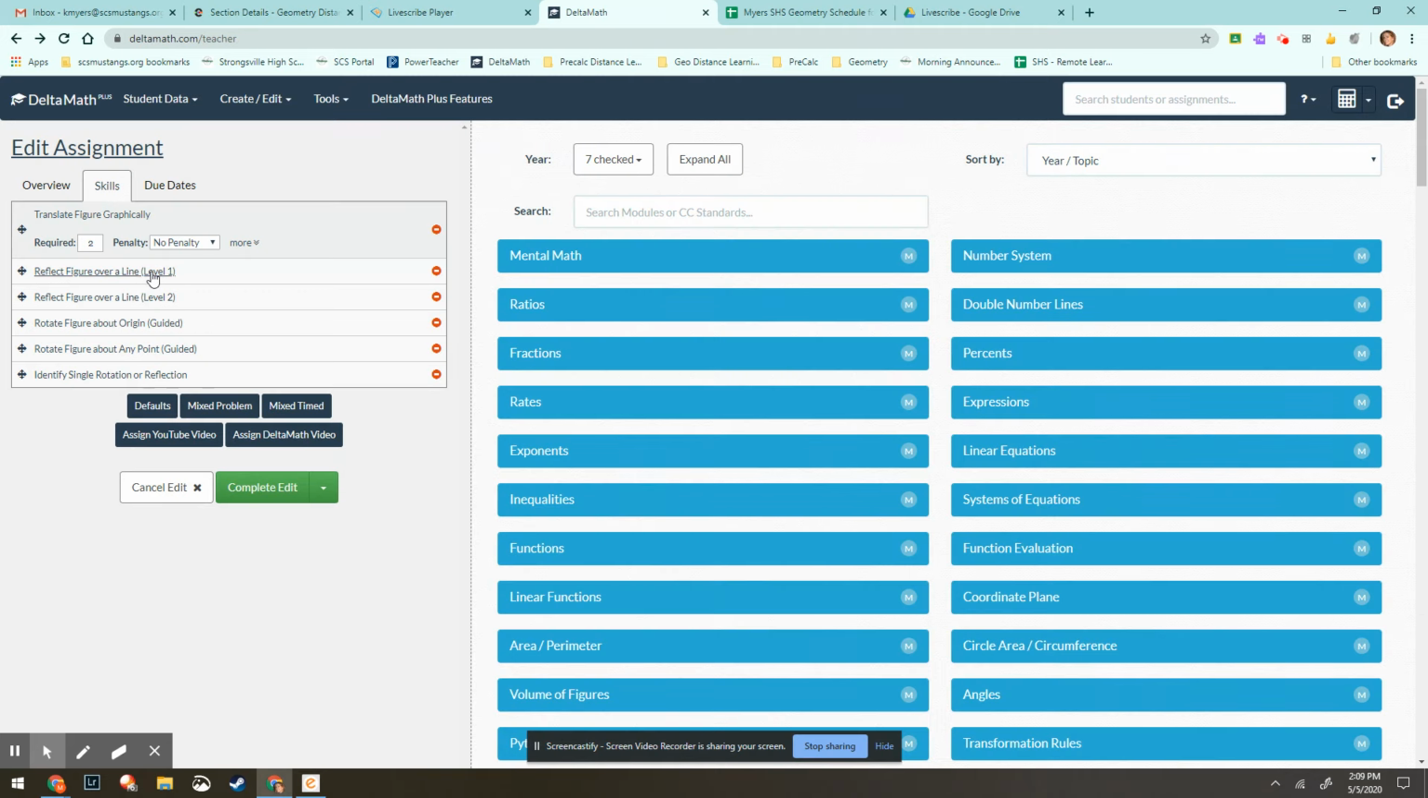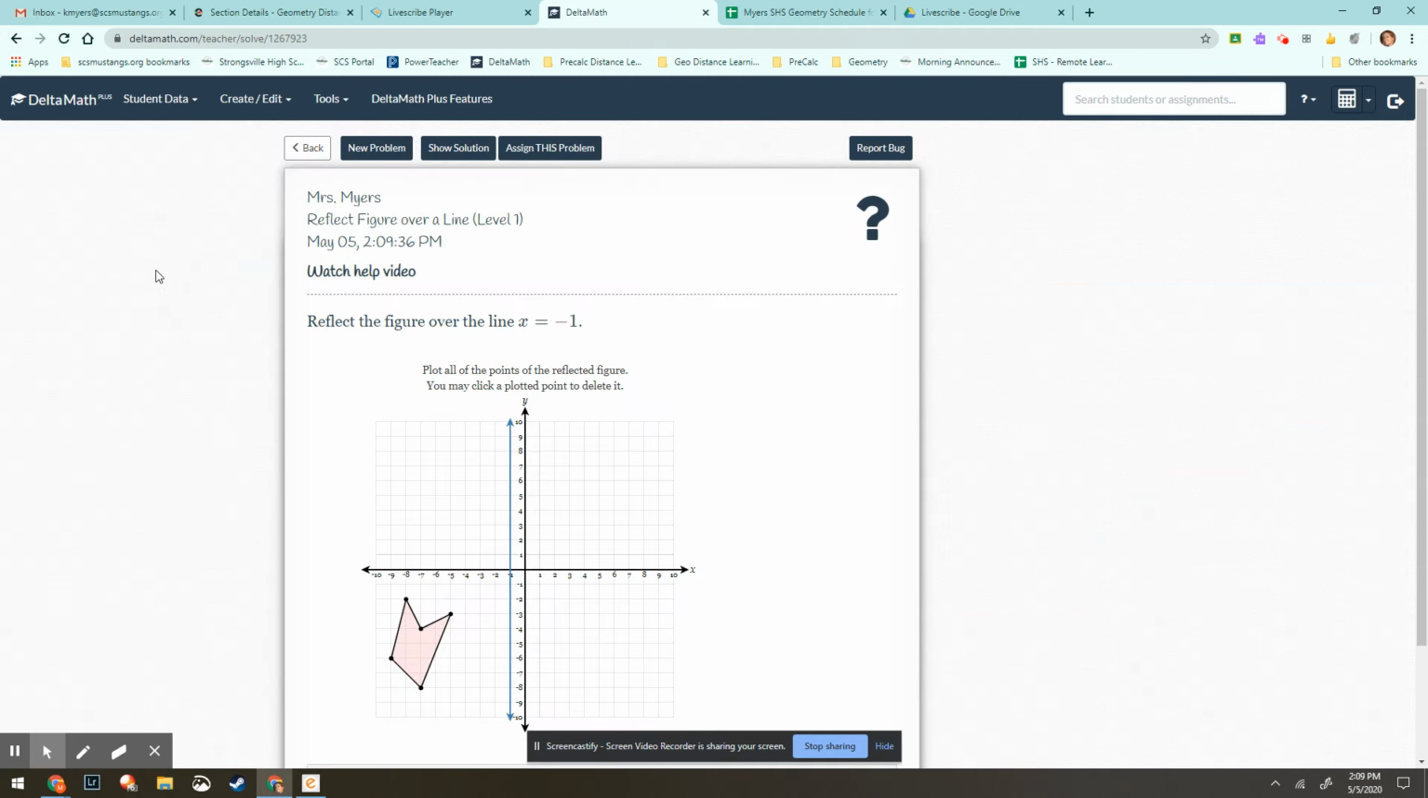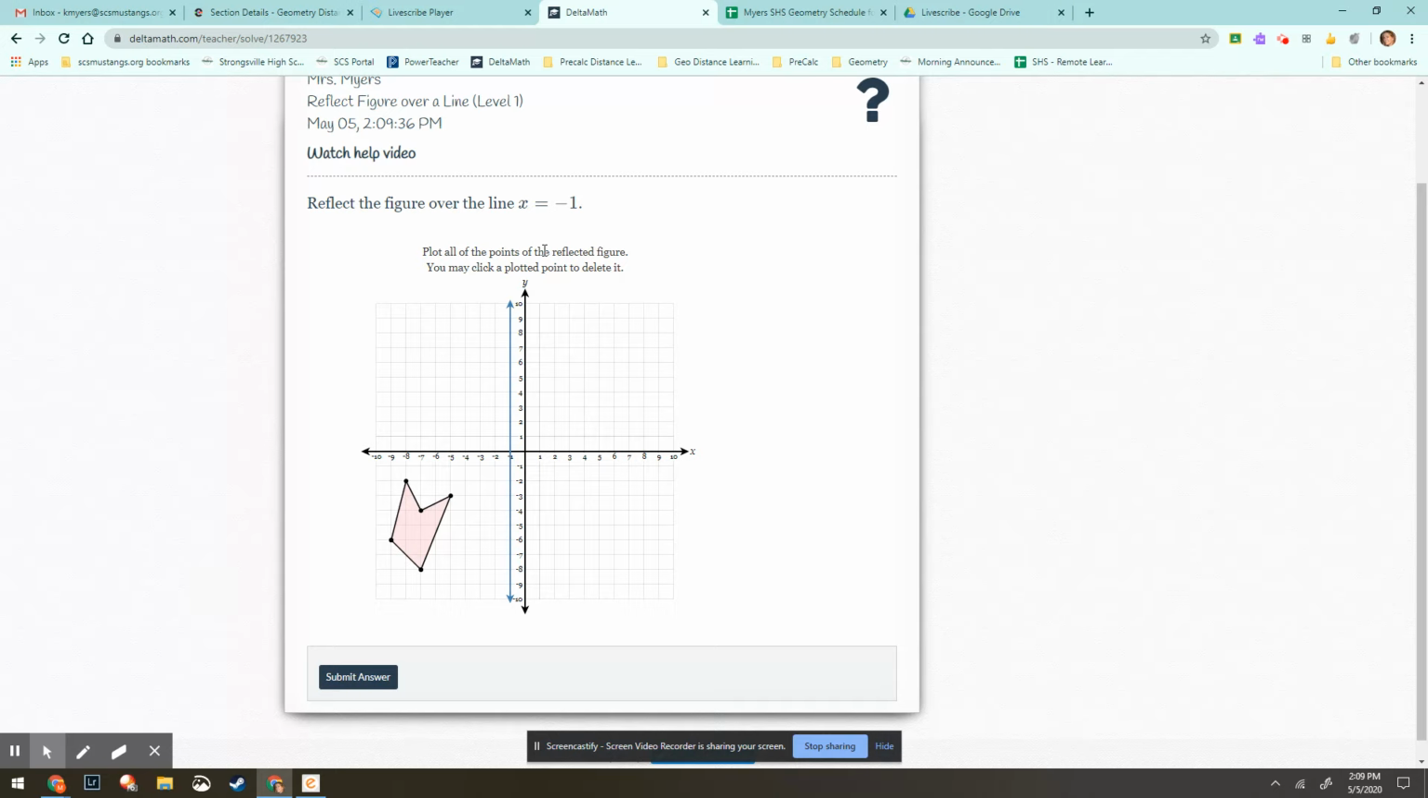And these are reflecting over horizontal and vertical lines. The first one is reflecting over a line, level 1. These are all going to be vertical or horizontal lines. So if you want to do that, this right here is a vertical line. What you're going to do is take each point and count the distance to the line. So 1, 2, 3, 4, and I'm going to go 1, 2, 3, 4 to reflect that point.